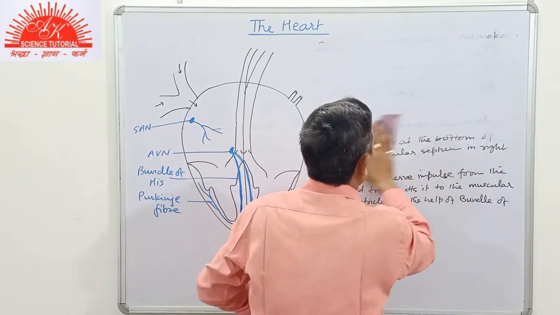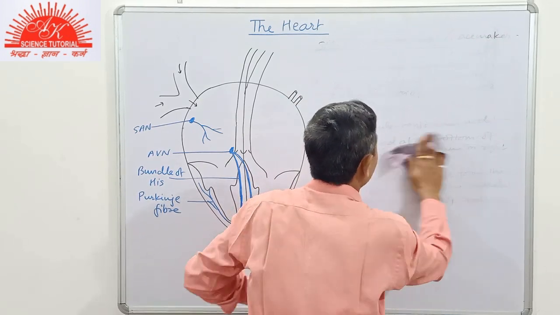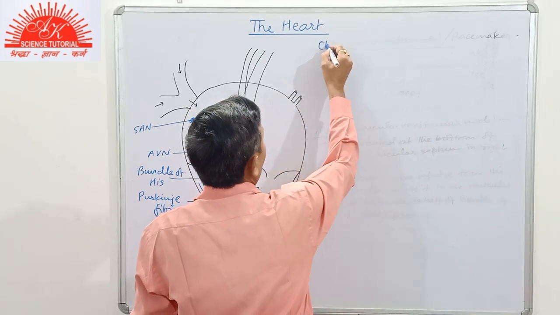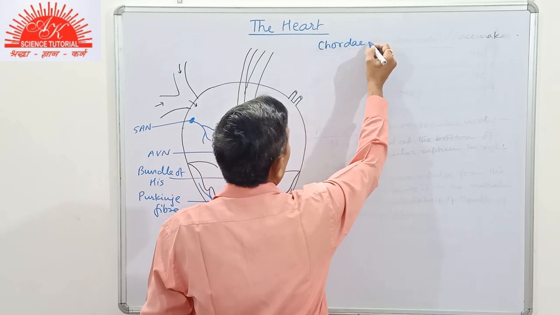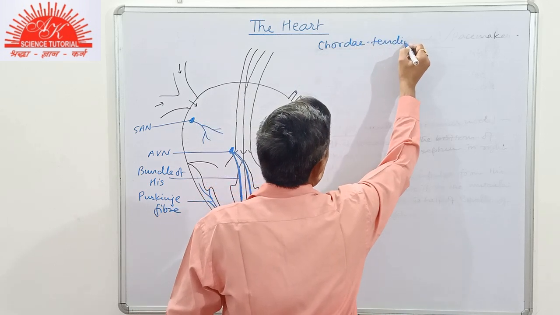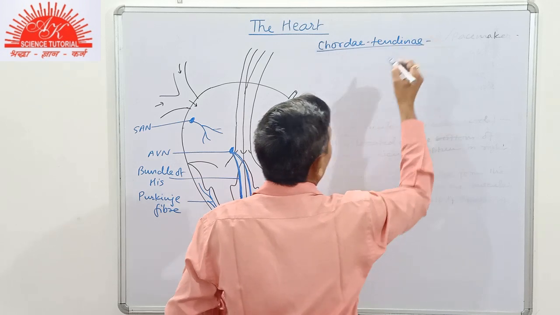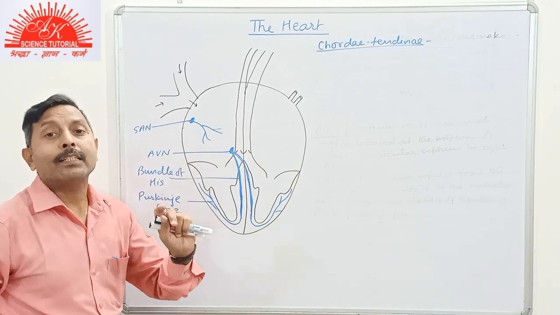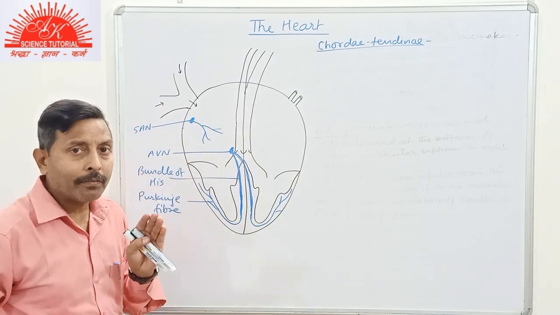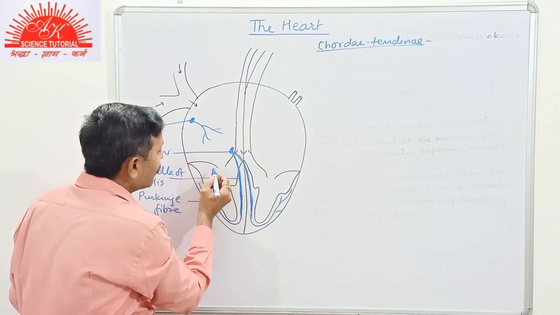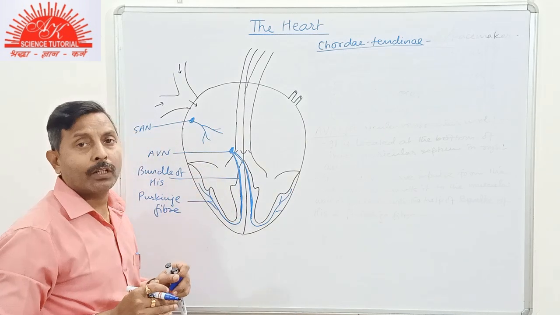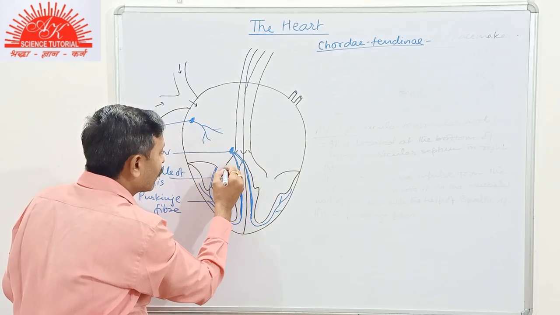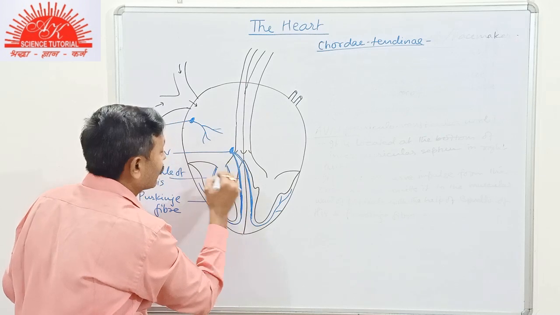Now, students, one more structure which has to be labeled and studied here, that is the chordae tendini. As the name suggests, cord means the string-like structure, cord-like structure, and tendini, that is made up of tendon, the fibrous connective tissue. Now we see here, students, that the flaps of tricuspid and bicuspid valves are held in position with the help of this fiber.